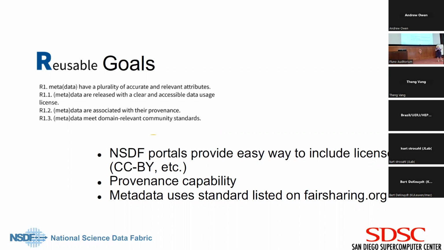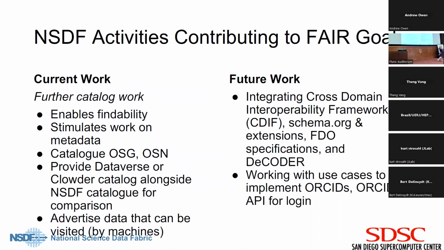And it allows metadata to use standard listed elements from fairsharing.org so that each system doesn't have to brew its own vocabulary or its own workflow. You can reuse others. What are some of the NSDF activities contributing to FAIR goals? Here we see a handful of examples of current work and future work. You might see here, for example, integrating cross-domain interoperability framework, CDIF, with schema.org extensions, with FDO specifications, as ways that we can work together to create more reusable software across research projects and across international collaborations.